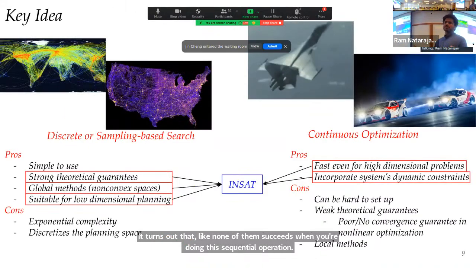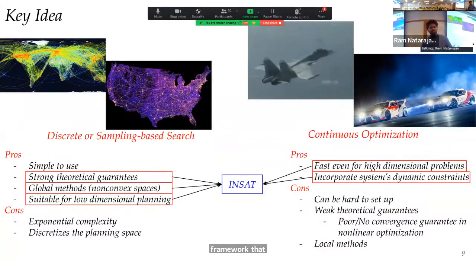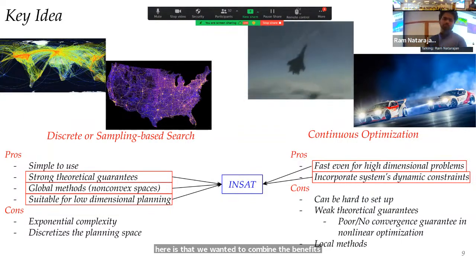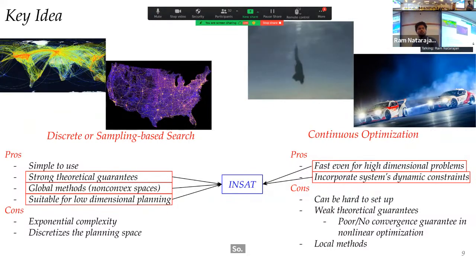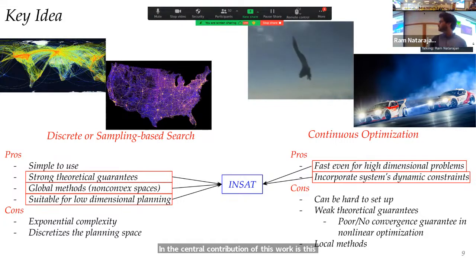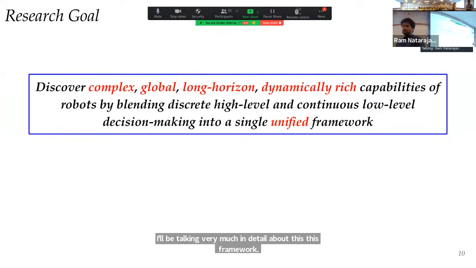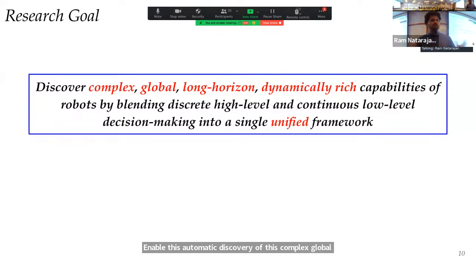So these things suggest that there should be more of a unified framework that tries to share information between these two modules, and that's basically the theme of this work. The fundamental motivation here is that we wanted to combine the benefits of these discrete search and continuous optimization methods. The central contribution of this work is this framework called INSAT, which stands for Interleaved Search and Trajectory Optimization. I'll be talking in much detail about this framework. The research goal here is to enable the automatic discovery of these complex, global, long horizon and dynamically rich capabilities of these robots by seamlessly blending these discrete and continuous decisions into a single framework.